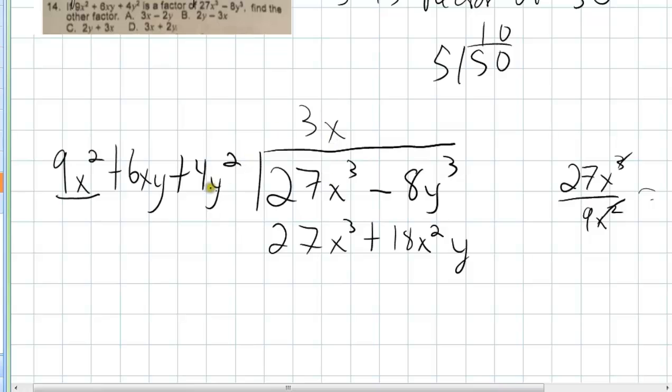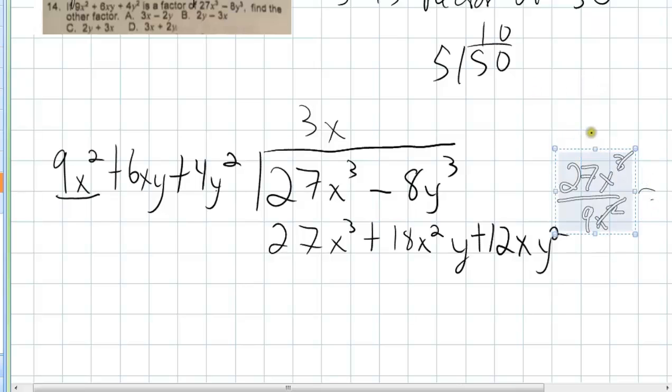And then we do it again over here. Plus 12xy squared. Okay? And I'm going to erase this scratch work over here so it doesn't confuse me.